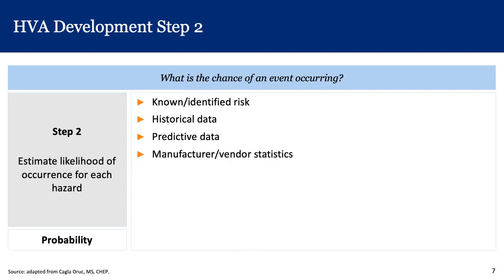Let's now talk about step 2 of hazard vulnerability assessment, which is estimating the likelihood of occurrence for each hazard. How do we do that? Well, we look at the known or identified risk based on the best available data, including historical data and predictive data. We may look at manufacturer or vendor statistics if there are particular hazards that are attached to materials that are used in industry that have gotten into the wrong hands, could represent a threat. So we need to use the best available and most current data at our disposal to estimate the likelihood of the occurrence of each respective hazard.